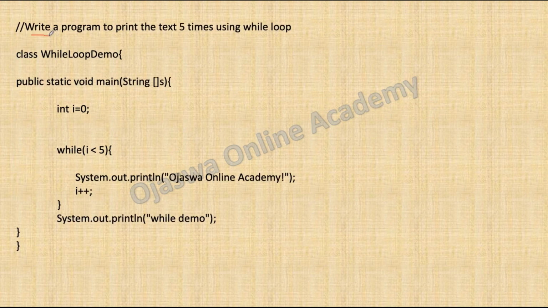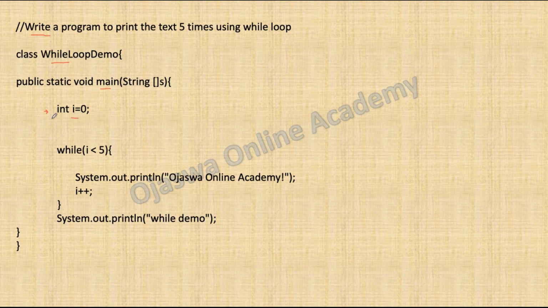Write a Java program to print the text 5 times using a while loop. Define the class. Our class name is WhileLoopDemo. Define the main method. You need to define a variable that will be used to iterate the loop. Here the variable name is i, the data type is int, and the initial value assigned is 0. You need to initialize the variable before the while loop is defined. Hence I have written over here int i = 0.